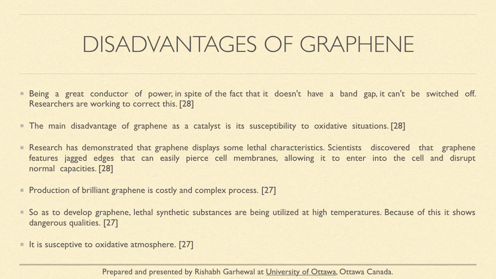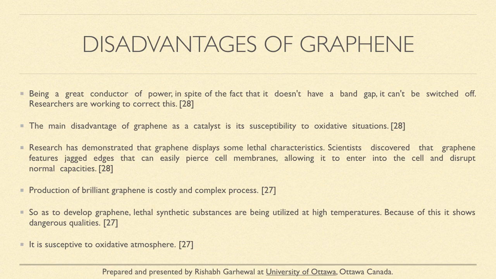Disadvantages of graphene. Being a great conductor of electricity, although it doesn't have a band gap, it can't be switched off. Scientists are working on rectifying this. The main disadvantage of graphene as a catalyst is its susceptibility to oxidative environments. Researchers have proven that graphene exhibits some toxic qualities.